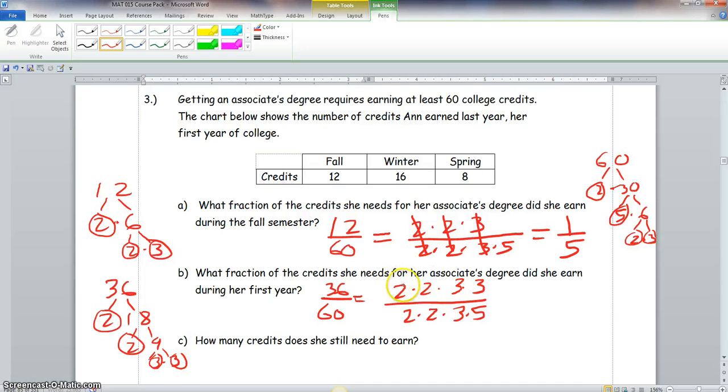Okay, so now we simplify out what they have in common. We had 2 sets of 2's in common and 1 set of 3's in common. So our final answer here is 3/5.